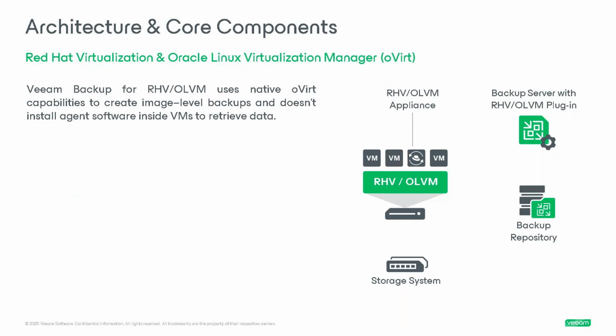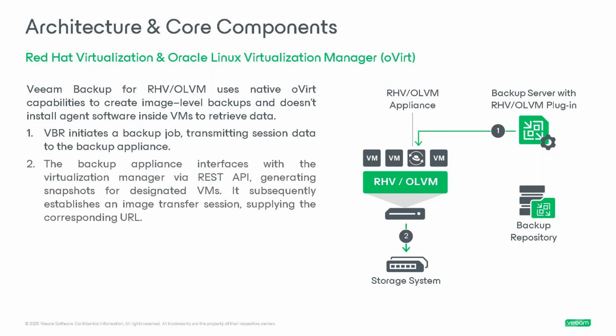Now, these two we actually did put in the same slide. Red Hat and Oracle Linux Virtualization Manager both use oVirt, so it would make sense that we would group them the same. Same process to get that image snapshot. Whether it's RHV or OLVM, you would have the appliance deployed on the host or one of the nodes in the cluster.